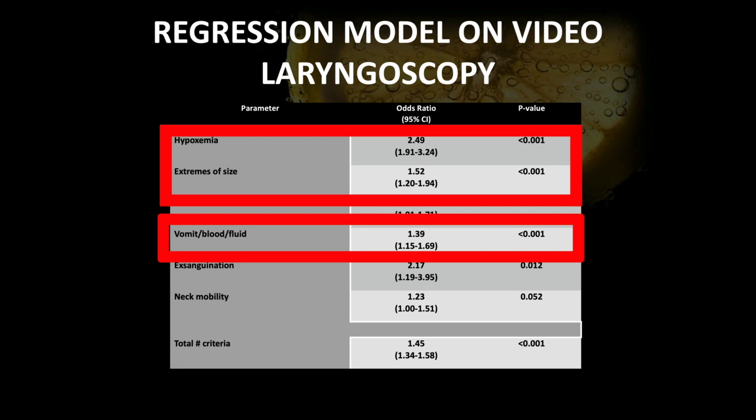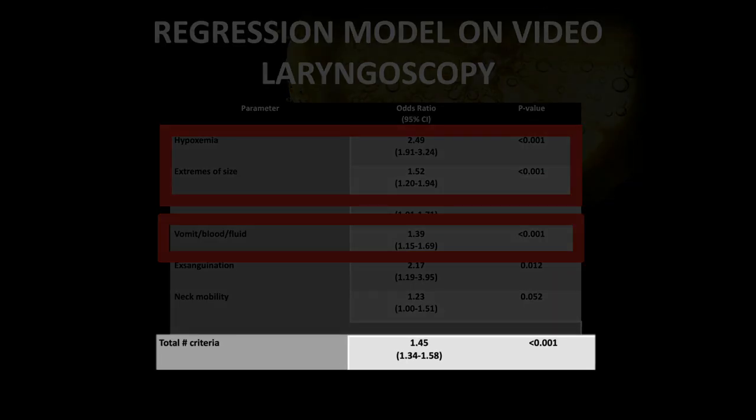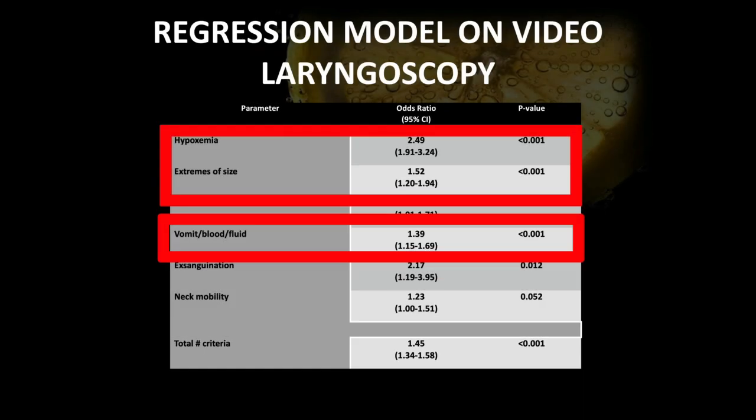So what that shows is really it's going to be based on the provider. Both of them are significant when evaluating the Heaven criteria in first pass success using either video or DL views. But as I said, sanguination, neck mobility, all of those other ones had a p-value less than 0.05. And so it is still significant. And when you look at the very bottom line here that I have highlighted, just like we saw with the direct view, using all the Heaven criteria, combining all that data together, it was significant. So really what the data says is it's not really based on DL versus VL.